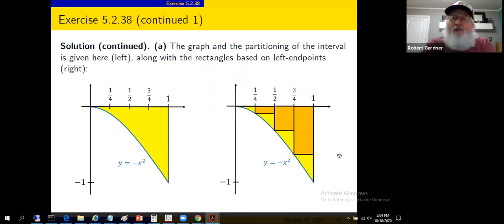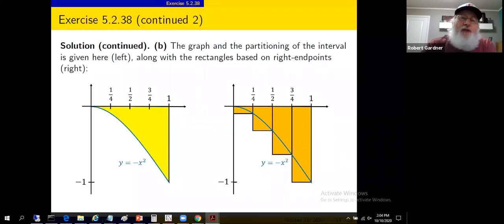In part B, they said, draw a picture of the same thing, except use right-hand endpoints. In the first subinterval, the right-hand endpoint's 1/4, so we'll use that, and that produces a rectangle that looks like this. The y-coordinate is negative 1/16. We were just talking about that, but in the first rectangle this time. Second rectangle, we'll use the right-hand endpoint, 1/2. We'll go down till we reach the curve at the x value of 1/2, and that determines a quote-unquote height there. Thirdly, use the right-hand endpoint 3/4, which determines a height.